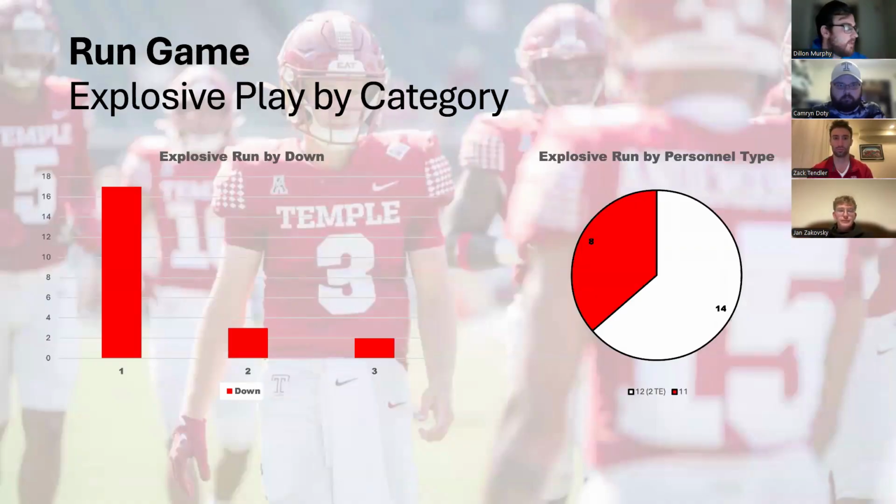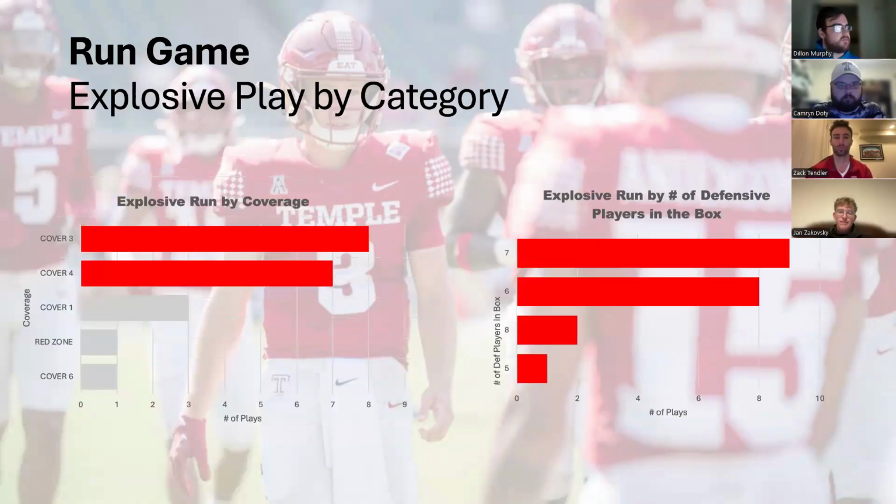So moving on to the run game. Just like the passing game, we wanted to see some more general, surface level trends. So explosive run by down, first down was the most prevalent. Explosive run by personnel type, we found that the majority was in 12 or two tight end sets. So at least off the jump here on first down, and then in two tight end sets, that was going to be a raise in explosive plays.